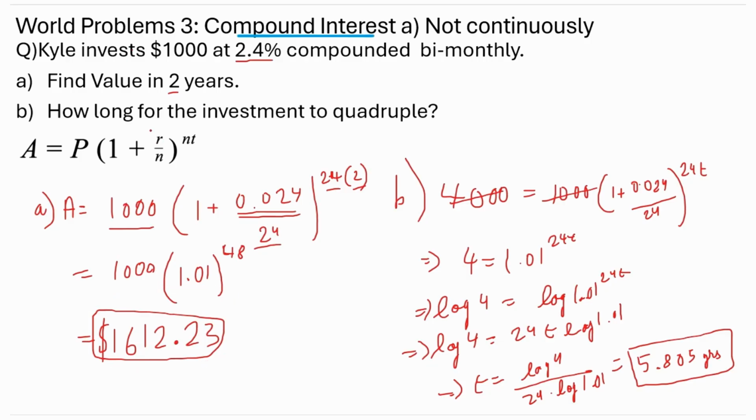For the other question, how long for the investment to quadruple? Well, once it's quadrupled, it's going to be 4,000. So we get 4,000 equals 1,000 times the whole thing, and now we're solving for t again. Now it's another one of those exponent questions with different bases. So we log both sides, and we finally solve for it by plugging whatever we got into a calculator.